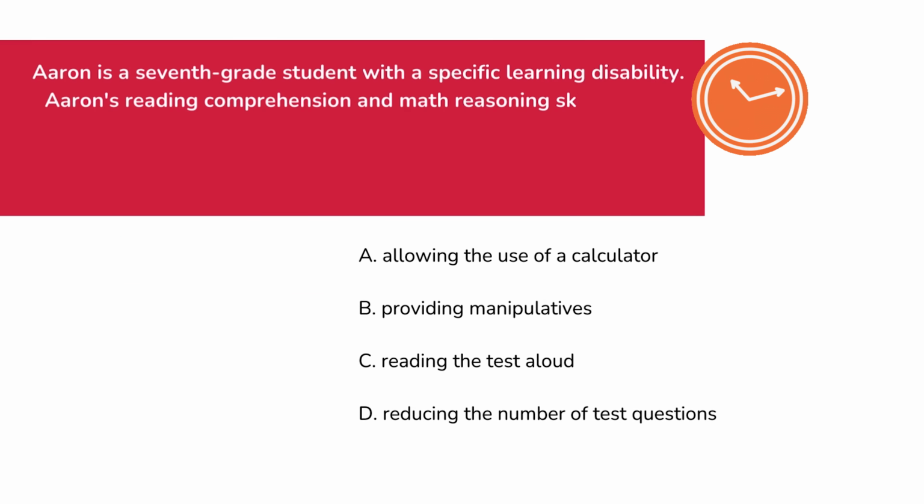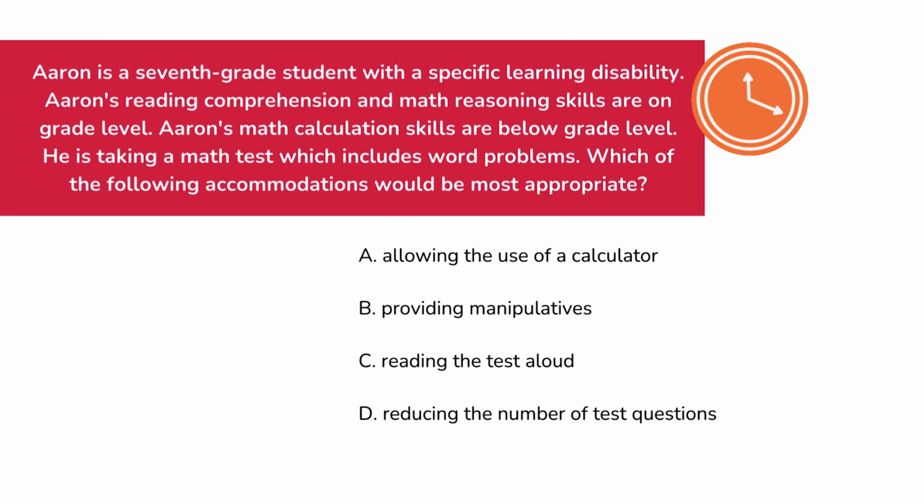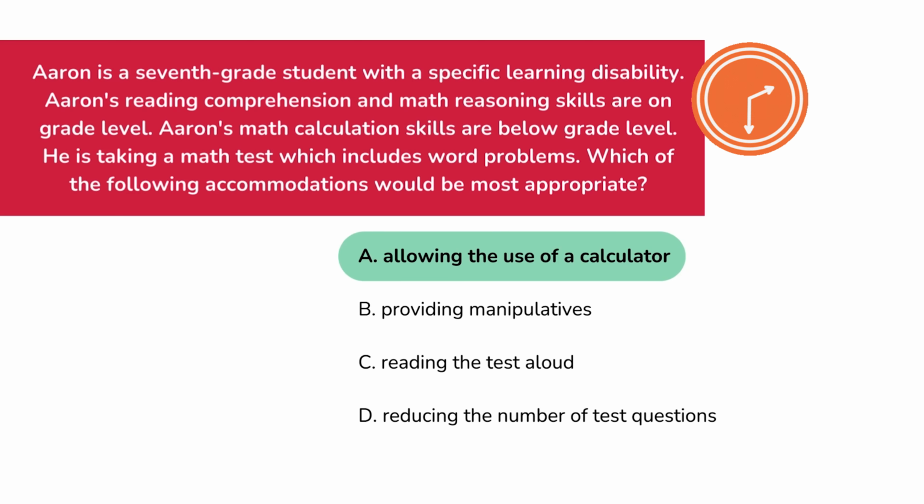Next up, Aaron is a 7th grade student with a specific learning disability. Aaron's reading comprehension and math reasoning skills are on grade level. Aaron's math calculation skills are below grade level. He's taking a math test which includes word problems. Which of the following accommodations would be most appropriate? The answer is A. Since Aaron struggles with math calculations, this accommodation would be the most appropriate.